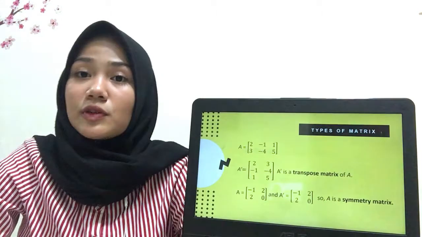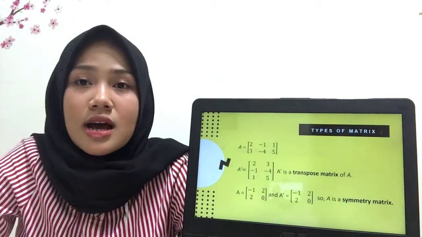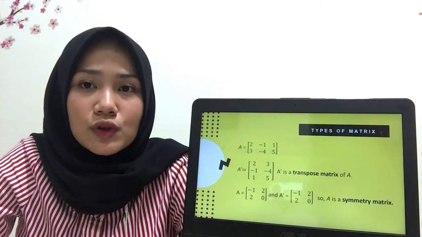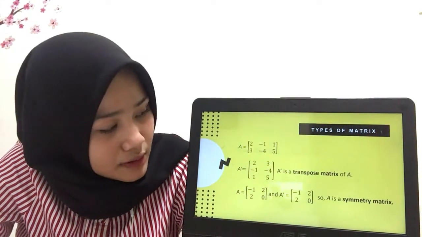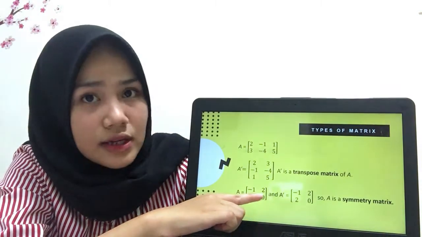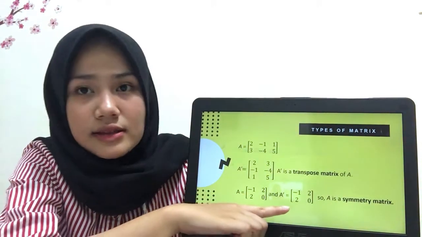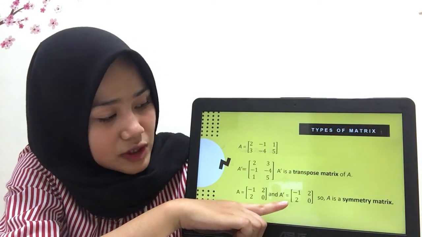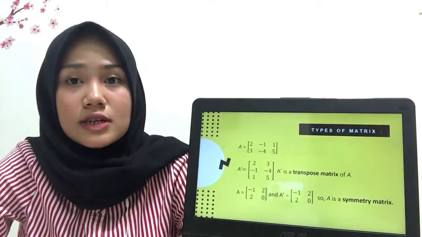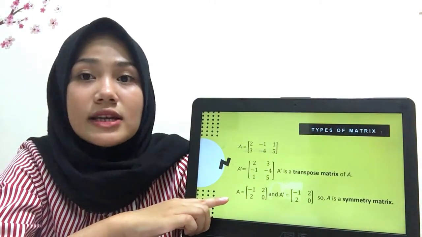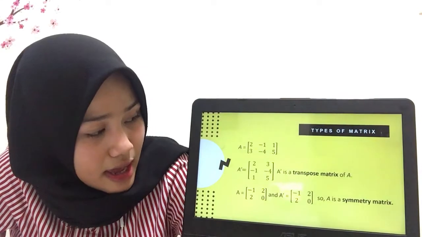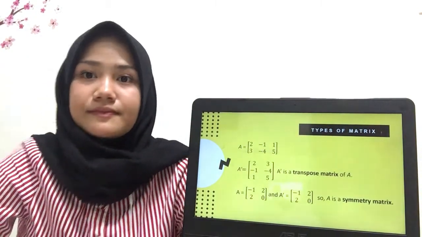Next is a symmetric matrix. A symmetric matrix is a matrix whose transpose is equal to the matrix itself. For example, there is matrix A, minus 1, 2, 2, 0, and this is the transpose of matrix A, minus 1, 2, 2, 0. We can see that matrix A is equal to the transpose of matrix A. So we can say that A is a symmetric matrix.